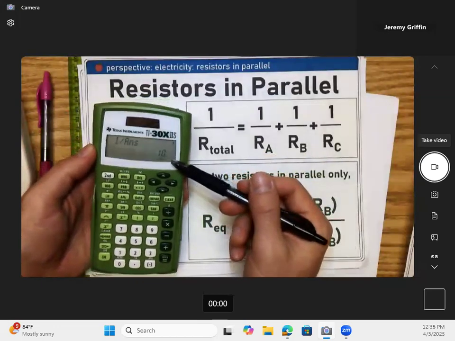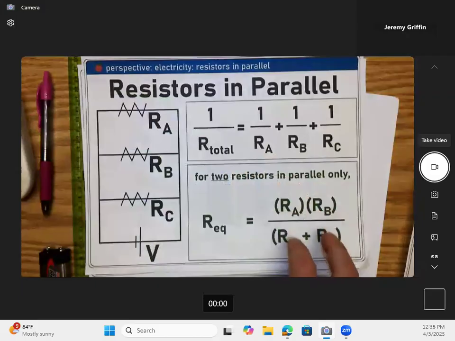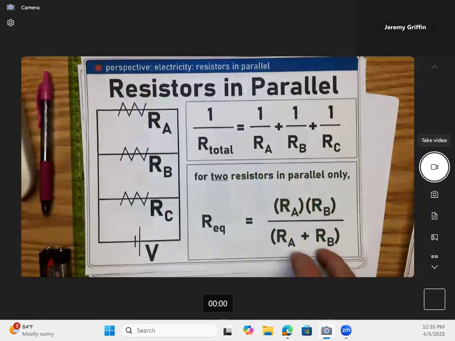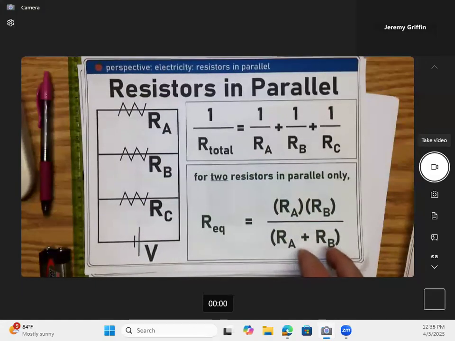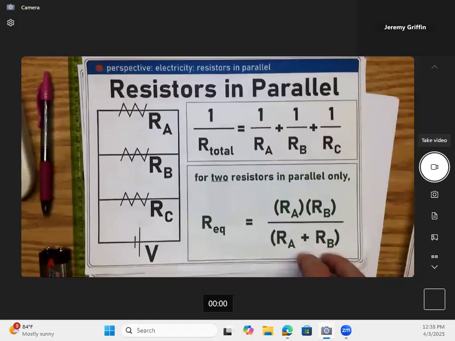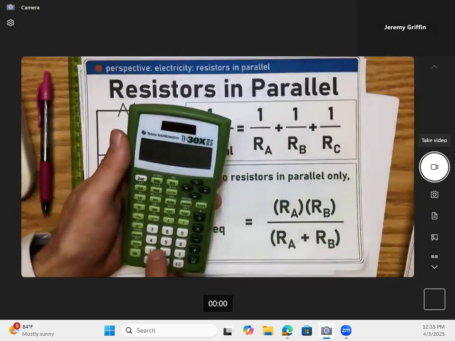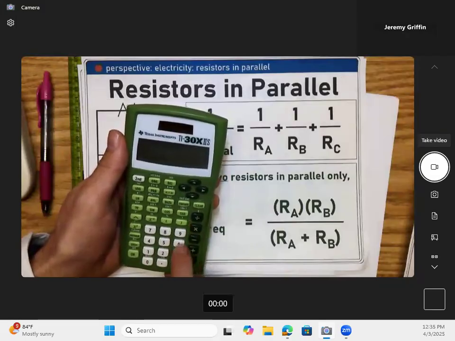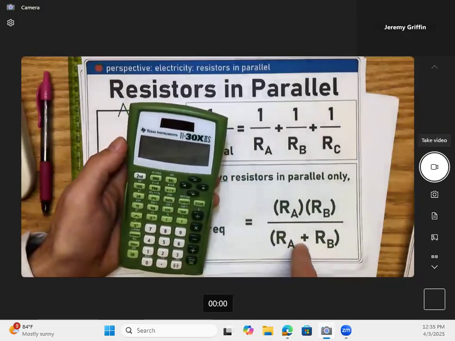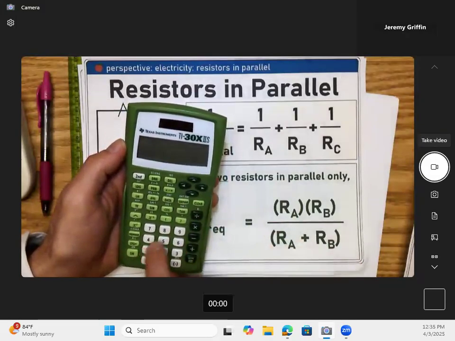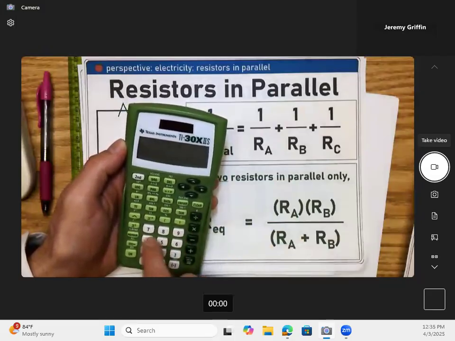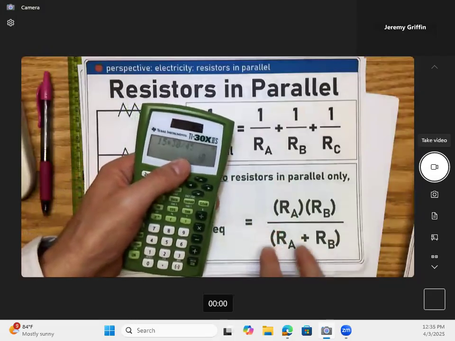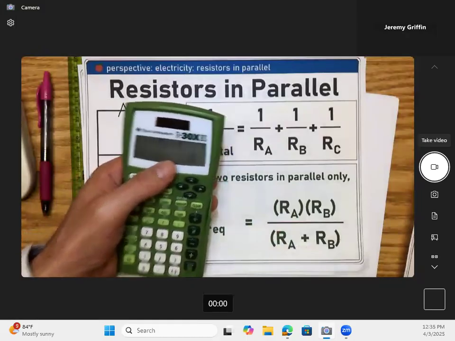Oh, look at those. Right there. Now you could do product over sum, but guys, what's the catch with product over sum? You can only do how many at a time? 2 at a time. So I could go 30 times 30 over 30 plus 30, which is 15. And then I need to bring in the third guy, so it'll be 15 times 30 over 15 plus 30. And I can still get to 10 that way, but I have to do it in multiple steps.